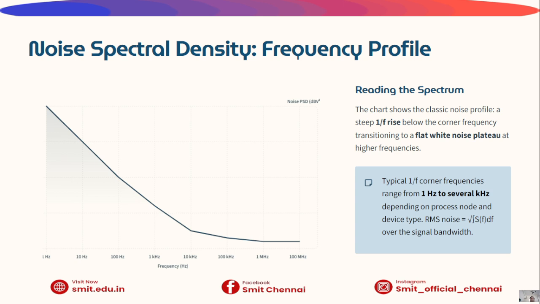Next we see about the noise spectral density with the frequency profile. This graph illustrates the typical noise spectrum of a MOSFET amplifier. At low frequencies, flicker noise dominates, causing the noise to increase significantly. As frequency increases, the thermal noise becomes dominant, creating a relatively flat noise spectrum known as white noise. The transition point between these two regions is called the 1 over f corner frequency. The total RMS noise within a system depends on the area under the noise spectral density curve over the desired bandwidth.